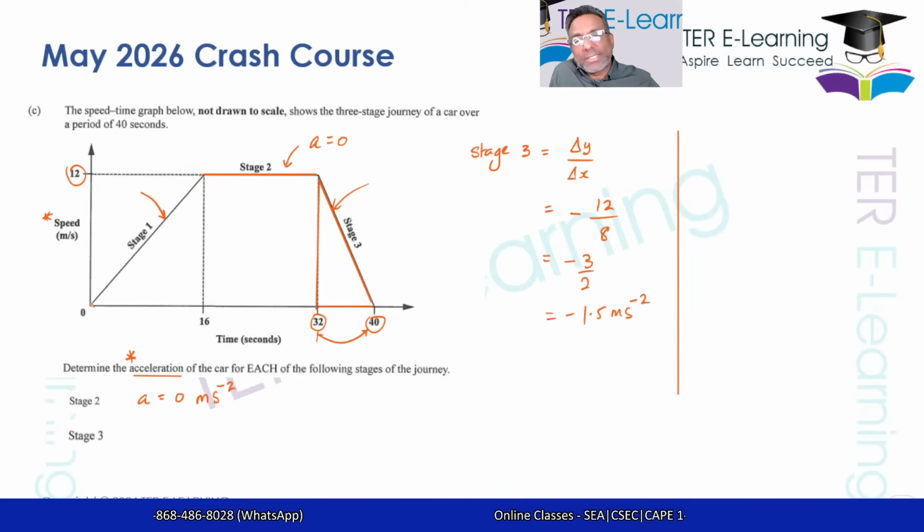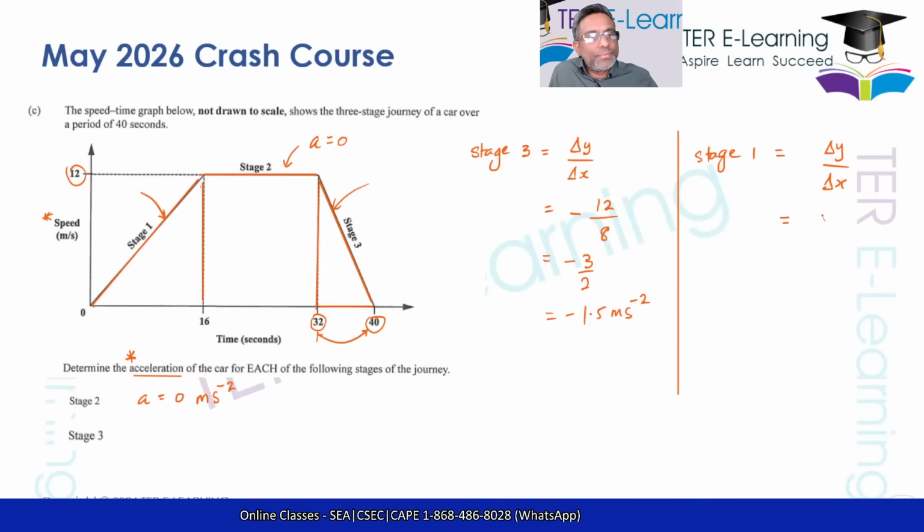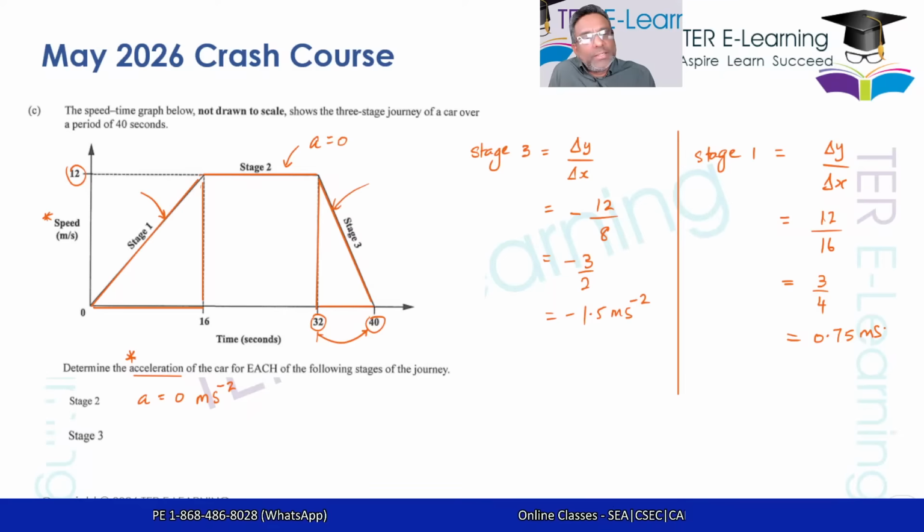So if I want to work out this slope here, that's stage 1. So stage 1, again, the acceleration is the slope of the line. So that's change in y over change in x. If I look at the graph here, your change in y is this height, which is the same 12. So this is 12 over the base here, which is 16. Now based on how that stage 1 line is looking, it has a positive slope. So this is going to be 3 over 4. So that's going to give us 0.75 meters per second squared.